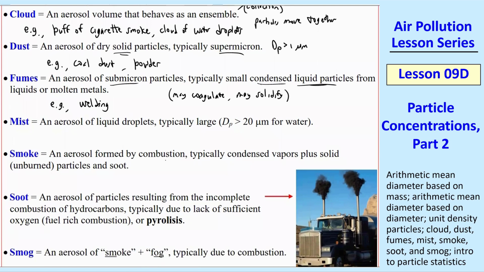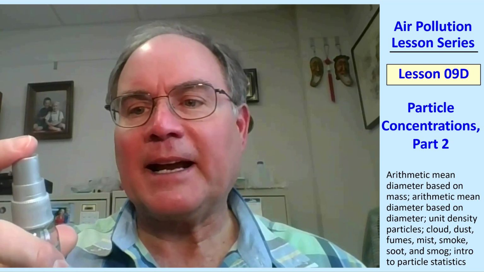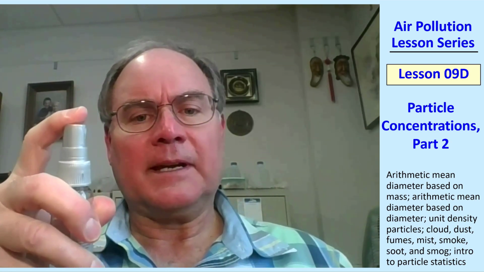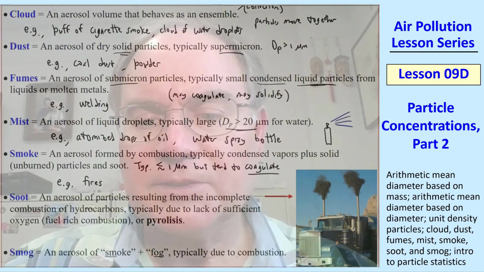A mist is an aerosol of liquid droplets, typically much larger, about 20 microns or more, from water. Examples are atomized drops of oil from, say, an oil burner or a water spray bottle. Here's an example. I have a little spray bottle that I use to clean my glasses. And so when I spray it, I don't know if you can see that on the video, but you can see a mist that comes out. I usually bring that to class, but I'll just do it on video here.